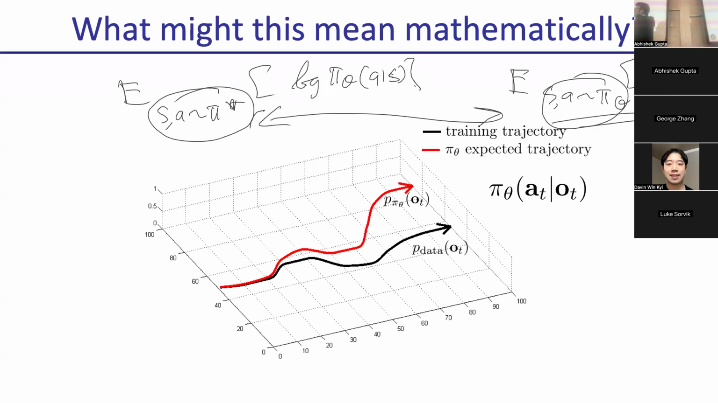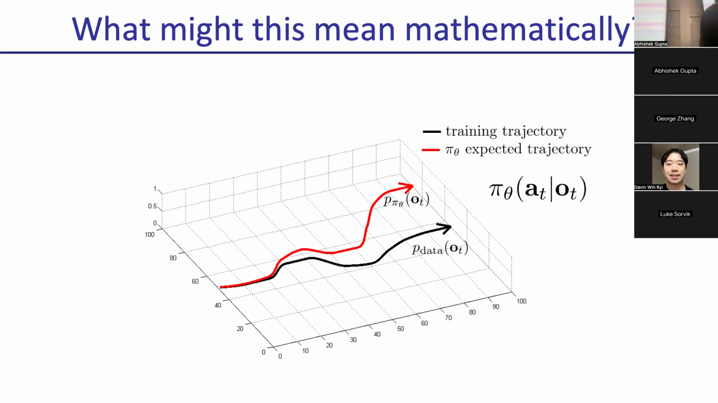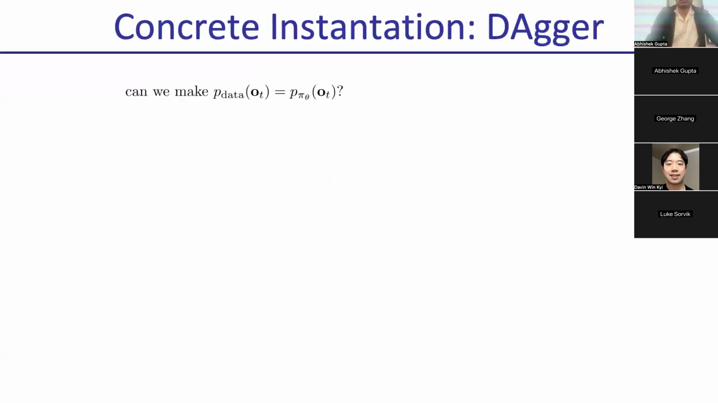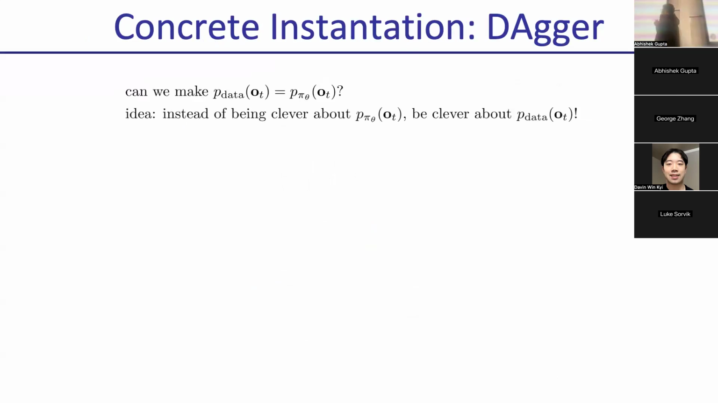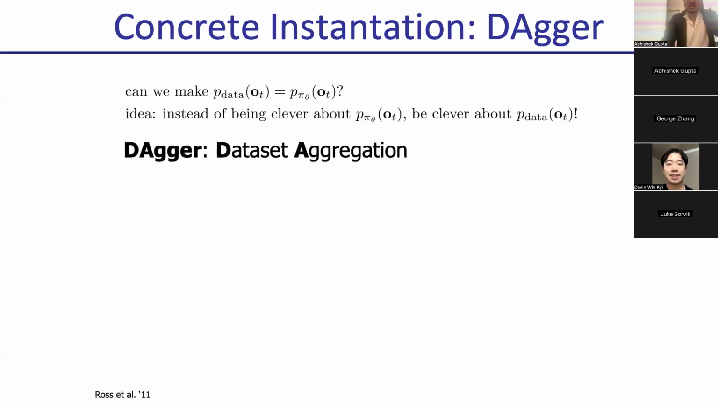And in machine learning, if train is not equal to test, you're just screwed. So the key idea in this next method, which was called DAgger, was to try to make train as similar as test, using this idea of correcting back. Essentially what DAgger does is it tries to make your training data much closer to the evaluation setting. The idea is pretty simple: rather than trying to be clever with p pi theta, we just increase our training data cleverly. It's an algorithm called DAgger, or dataset aggregation.